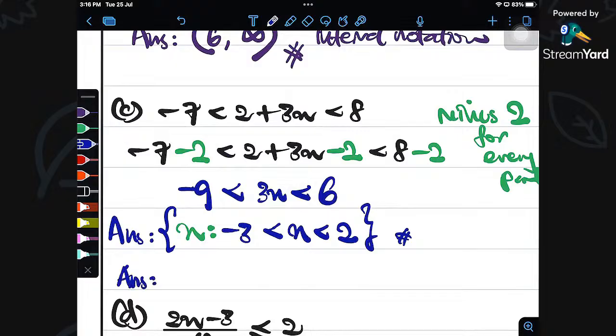Another way of answering this is -3 until 2, both open brackets. Why is it open? Because there is no equal sign. That's why it's open.